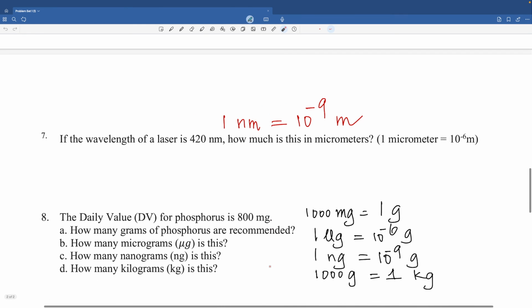All right, number 8. You're going to do this on your own, but I've given you all the conversions required. So there are 4 parts. The daily value for phosphorus is 800 milligram. First you have to change it into grams, and I've given you the conversion: 1000 milligram is 1 gram. Then you have to change it to micrograms. Again, I've given you the conversion. I've given you the conversion required for each one, and you have to do it in 4 parts.